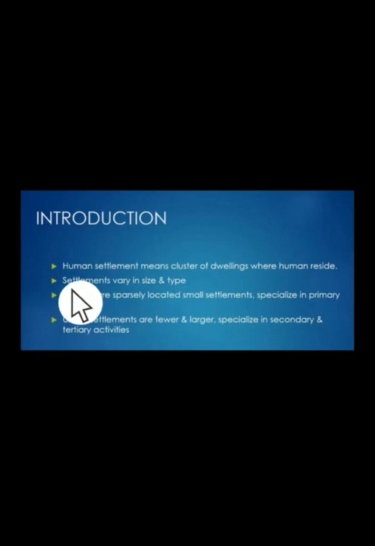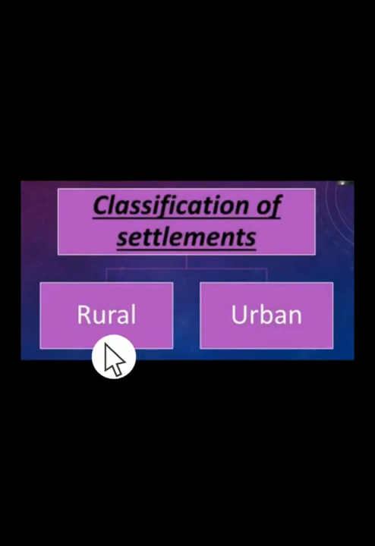Now these settlements, my dear students, vary in size and types. It means that these settlements come in various sizes, that is, some may be very huge, very large, and according to various types also. For example, we have nucleated, dispersed and linear settlements. You have studied about all of these in your previous classes also, okay? Then mainly we can divide the settlements into two, that is rural and urban.